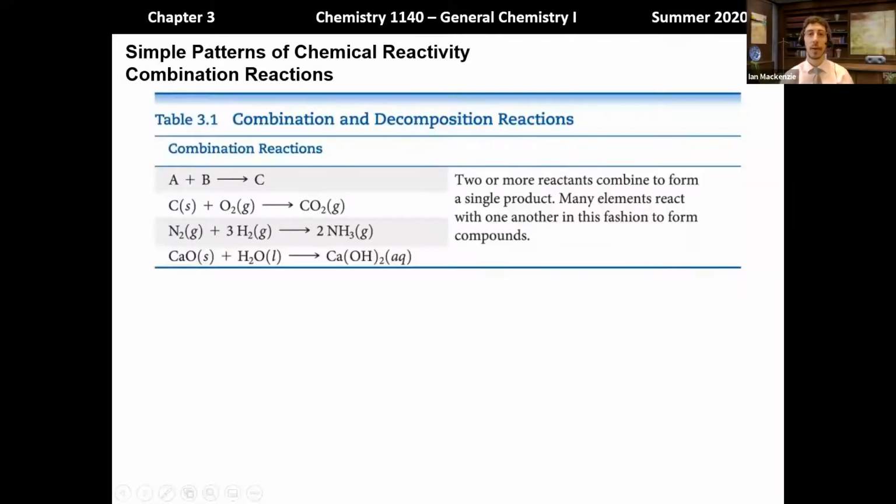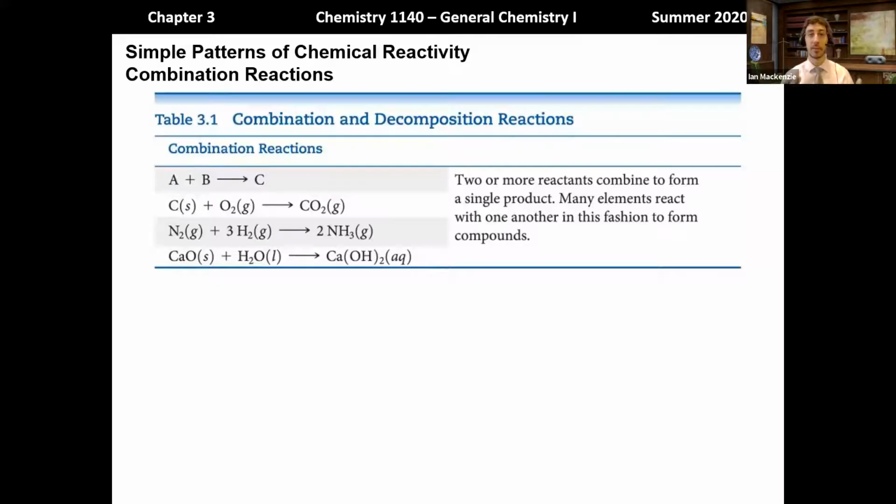Now that we've talked about limiting reagents and quantitative features of chemical reactions, I think it's time that we explore a little bit more of the types of chemical reactions that you may encounter as we go through the subsequent chapters. And there's three that I'll point out right now and go through some of the features of. And those are combination reactions, decomposition reactions, and combustion reactions. So we'll start with combination reactions.